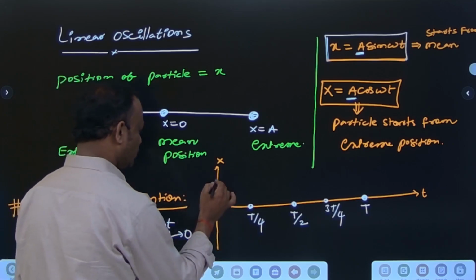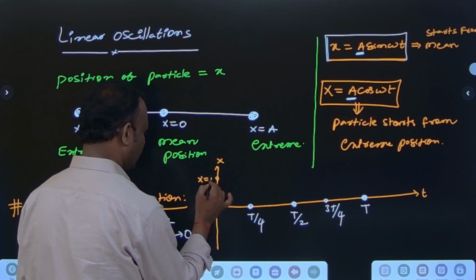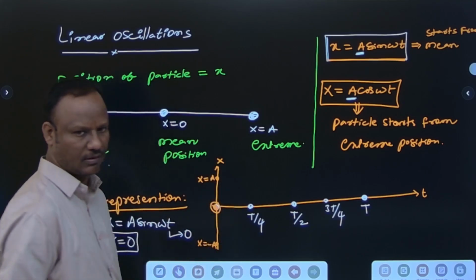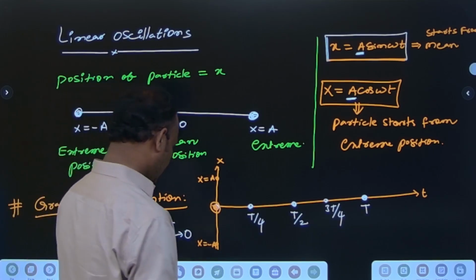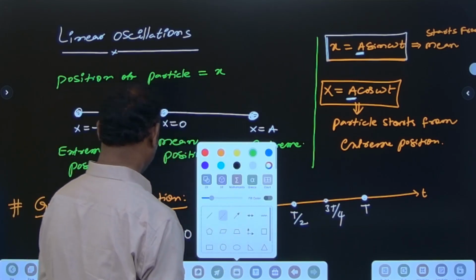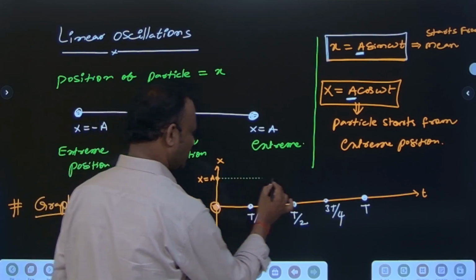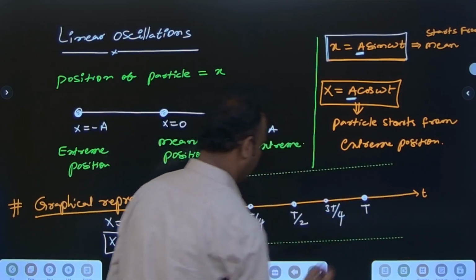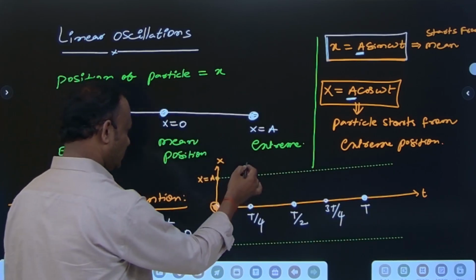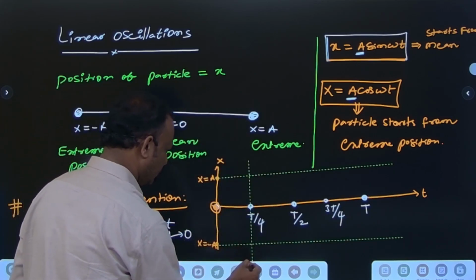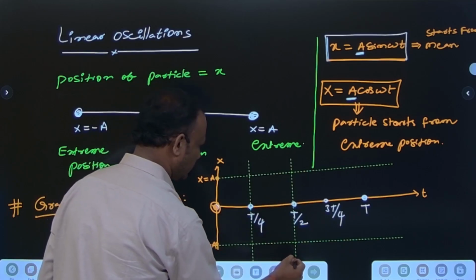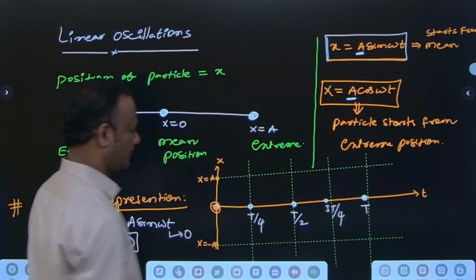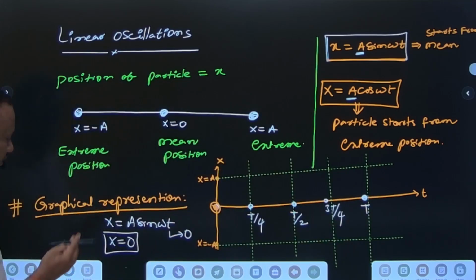Next, you choose X equal to A, and next X equal to minus A. So X is equal to plus A and X is equal to minus A. These are the positions I want to represent. Here this is T by 4, next T by 2, 3T by 4, and next T. Let me check this.